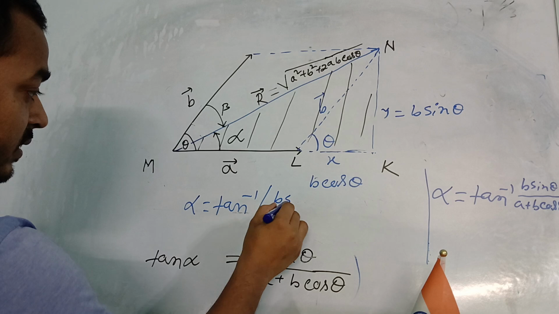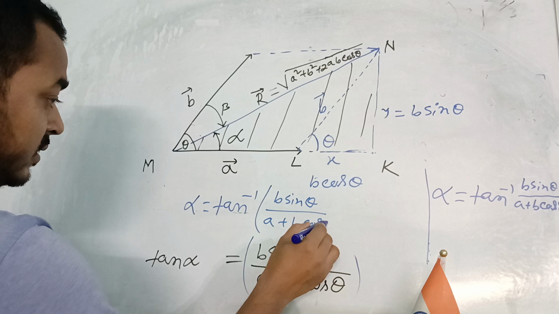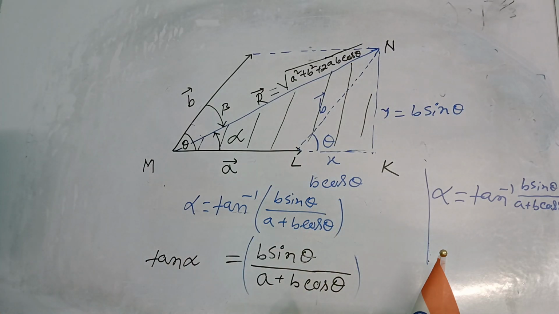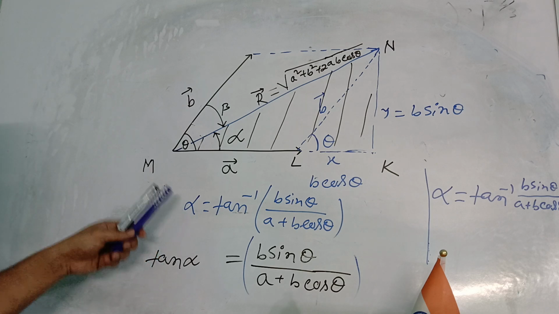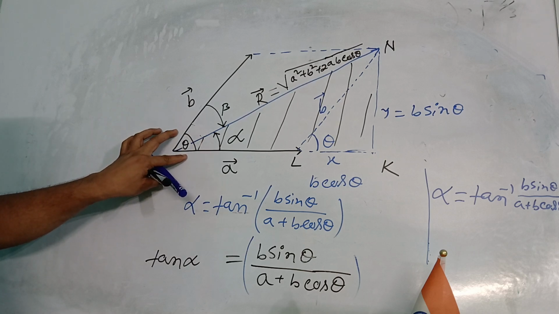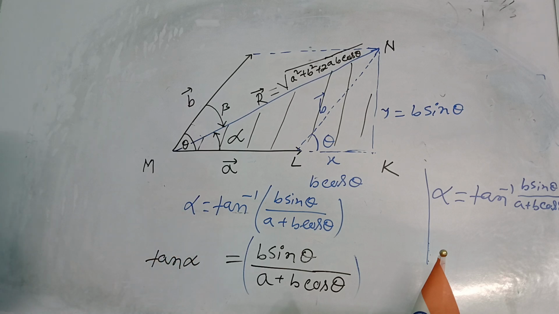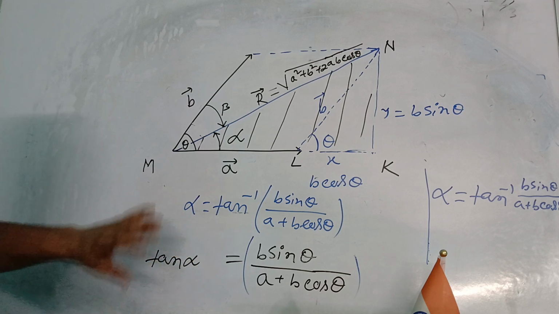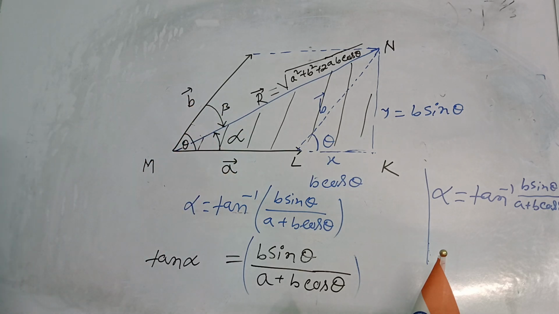B sin theta divided by A plus B cos theta. This is the value of alpha. So if we know the magnitude of A, the magnitude of B, and the angle between the two vectors, that is theta, then we can easily find the value of alpha. So this is the method to find the angle between the resultant vector and the A vector. Next, our work is to find the angle between the resultant vector and the B vector.